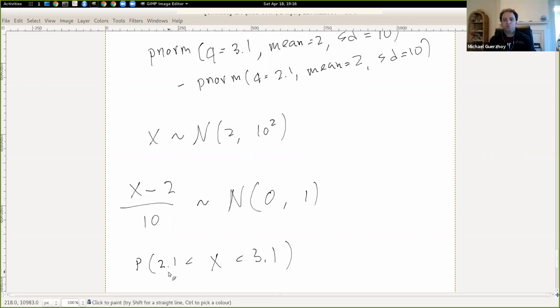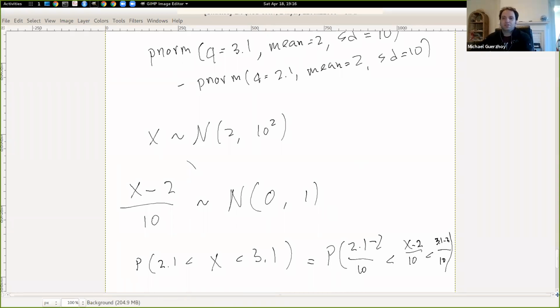Now we'll transform 2.1 and 3.1 in the same way. So that's going to be equal to the probability that 2.1 minus 2 divided by 10 is smaller than x minus 2 divided by 10, smaller than 3.1 minus 2 divided by 10. And this we can compute using pnorm. So this would be pnorm of this minus pnorm of this with mean 0 and SD 1, because this thing is N(0,1).